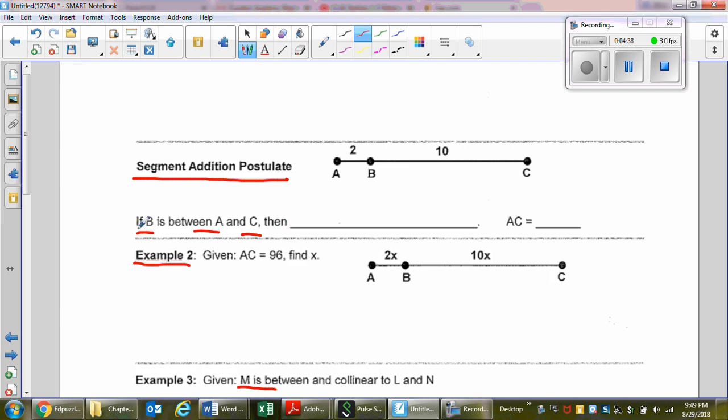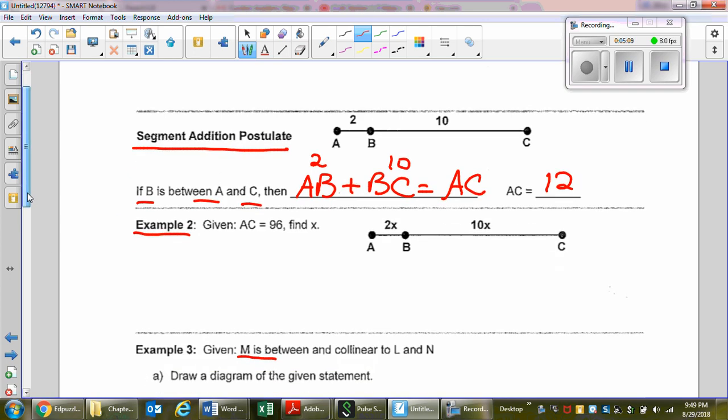If B is between A and C, then I can say AB plus BC is going to equal AC. This is called segment addition. In this case, AB is given to be 2, BC is given to be 10, so 2 plus 10 would be 12, right? Easy.